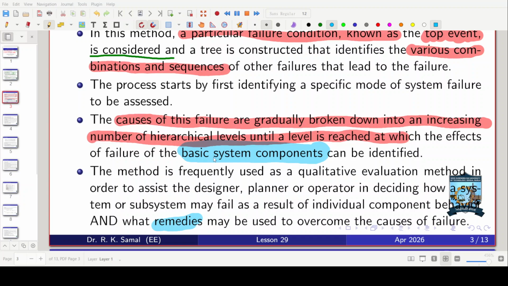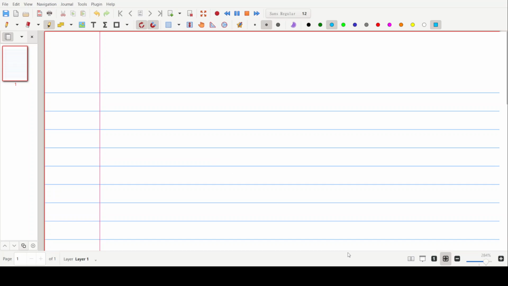So now let's see how a fault tree looks like. Is the blank screen visible to everyone? Yes, sir. Okay. So be attentive. This is a very important concept from the exam point of view as well as your requirement also. So how does a fault tree look like?